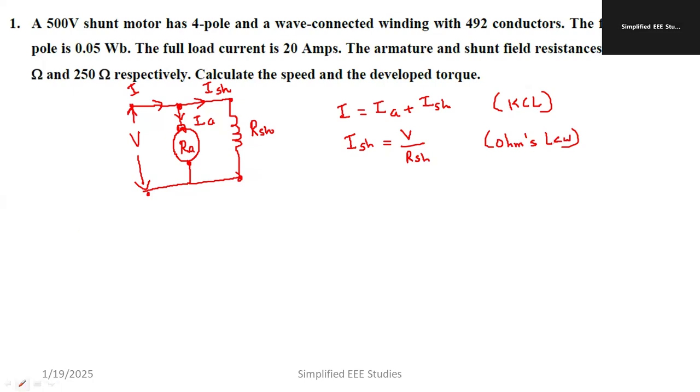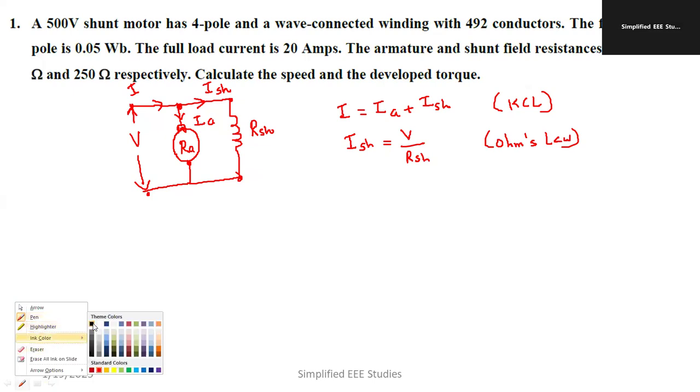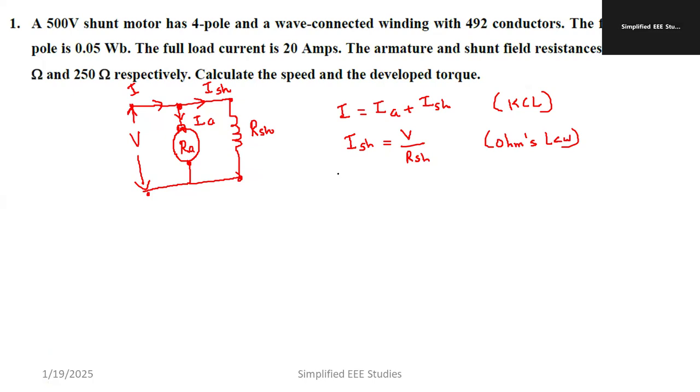Now let me start writing the given data. Given data: first of all, 500 volt DC shunt motor, so terminal voltage is equal to 500. And there are 4 poles, so P is equal to 4. And it is a wave connected winding. If it is wave connected, then the armature parallel path A is equal to 2.